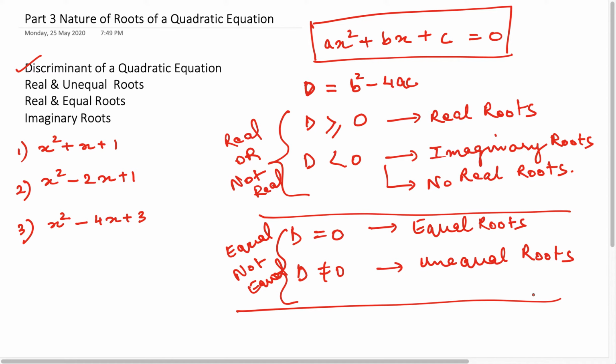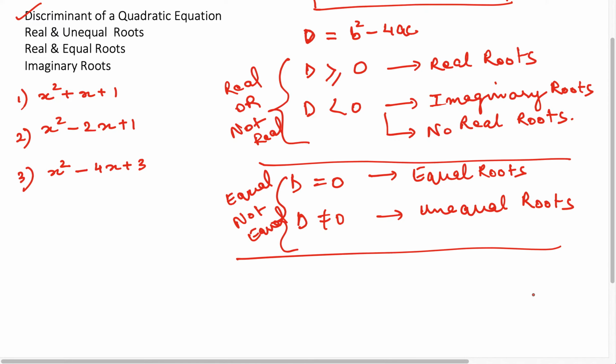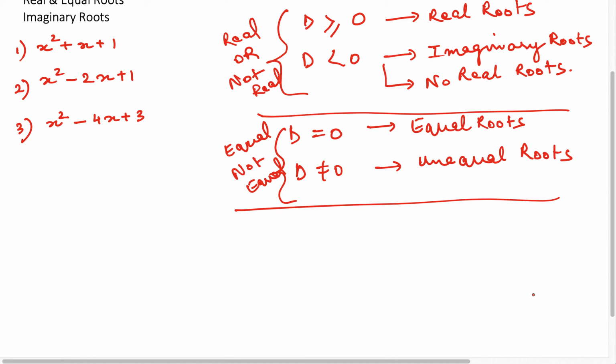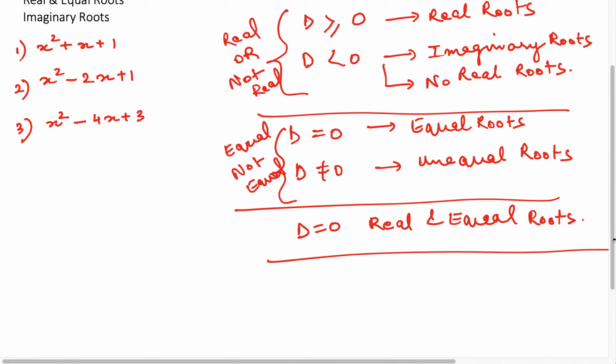Now imagine d is equal to 0. If d is equal to 0, then you see we know that roots are equal, and d greater than or equal to 0 has real roots. So if d is equal to 0, then we have real and equal roots. You should revise these concepts really well so that these values become second nature to you.